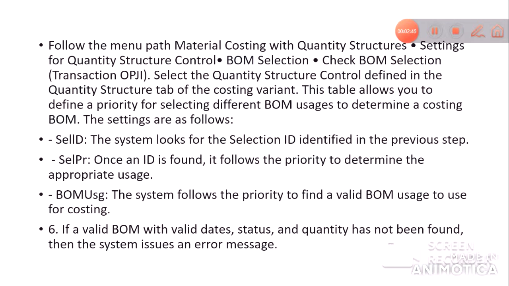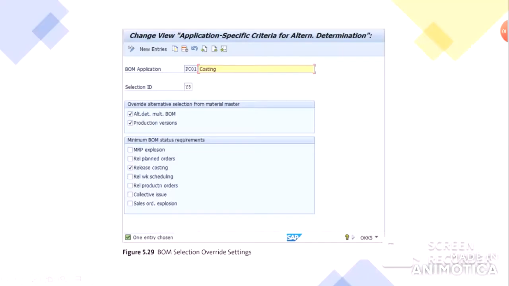Selection ID, priority. The system looks for the selection ID identified in the previous step. Once an ID is found, it follows the priority to determine the appropriate usage. BOM usage. The system follows the priority to find a valid BOM. Valid BOM usages to use for costing. If a valid BOM with valid dates, status and quantity has not been found, then the system issues an error message. So BOM selection override settings, BOM application, selection ID, override alternative selection from material master.